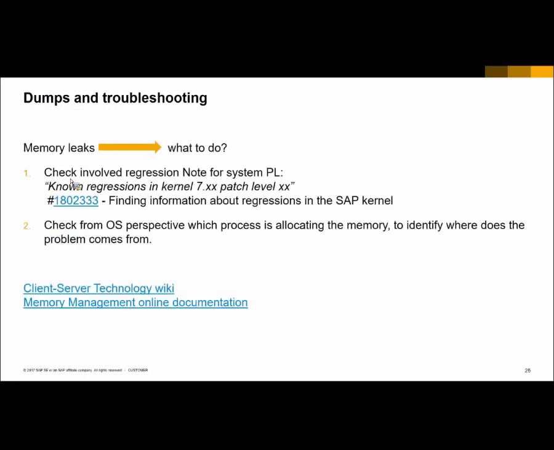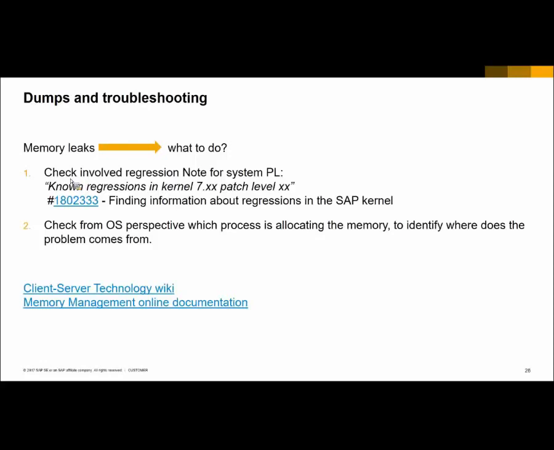And finally, what are memory leaks? Memory leak means an unexpected and significant uncontrolled increase in the memory consumption of an ABAP server. This kind of error is usually caused by a process consuming memory from the operating system and not releasing the memory when it is not needed anymore. You should first check if there's a known error causing this memory leak. So check the involved regression note for your system patch level.